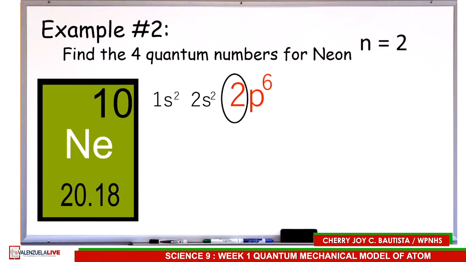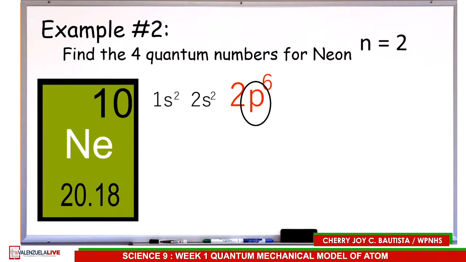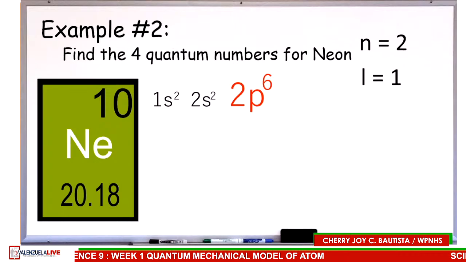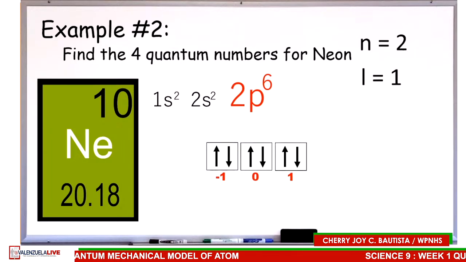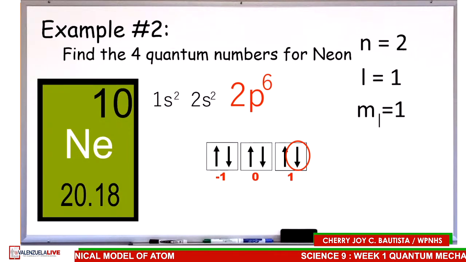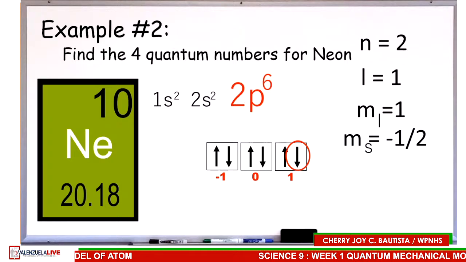So n is equal to 2. Since it is p, the value of L is 1. Since our L is 1, this means that our m sub L would be anything between negative 1 to 1. And that would be negative 1, 0, 1. Since the last arrow ends with 1, m sub L is 1. And since it is a down spin, we have m sub s is negative 1/2.